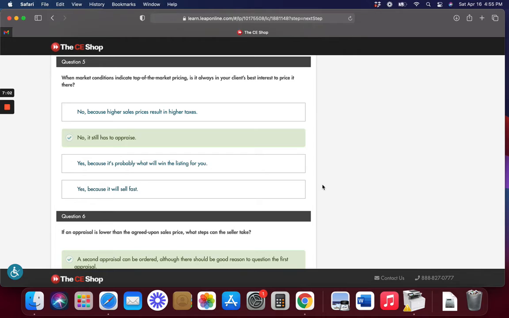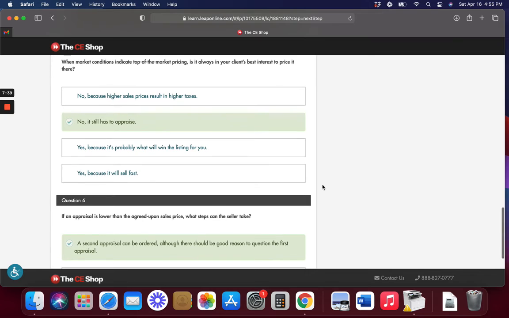All right, when market conditions indicate the top of the price, is it always in your client's best interest to price it there? No, because if you go too high and it's not appraised for that value, they're going to have to go down. And if you have a buyer that puts an offer in at a top of the line price before you even had it appraised, you're going too high, then that buyer can get out of the agreement, and then you lost the sale. So no, you do not.